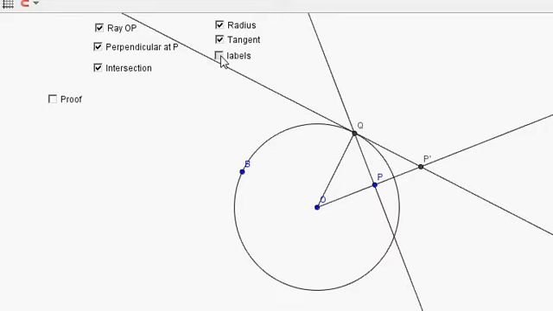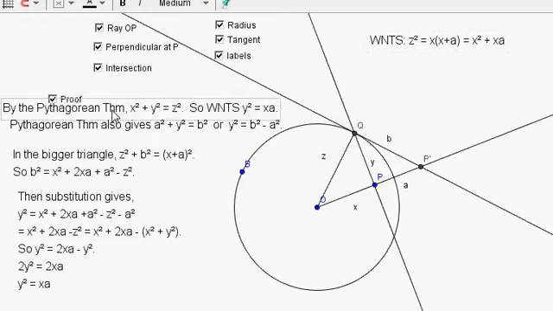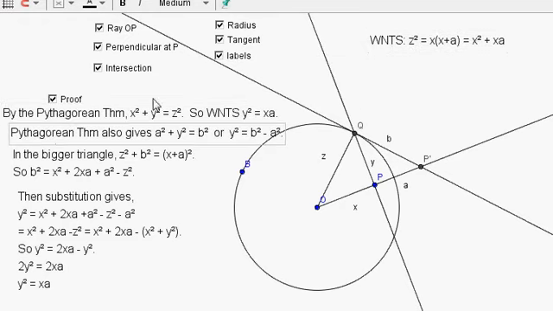Now to prove that that actually gives us what we want, here are some labels, and I'm going to have a hard time getting all this to fit. Let me move a few things down here. So if we look at our picture here, we need to show that x, which is OP, times x plus a, which is OP prime, is equal to the radius of the circle squared, which would be z in this picture, O to Q. So we need to show that z squared equals x times x plus a, or if we distribute, x squared plus xa.